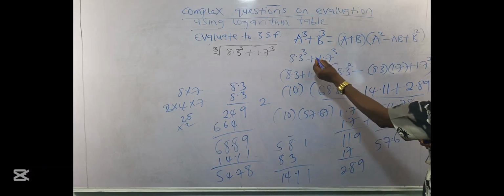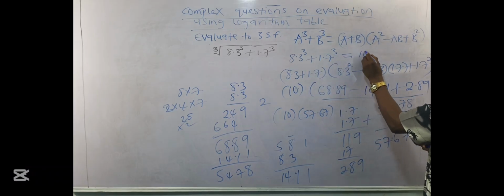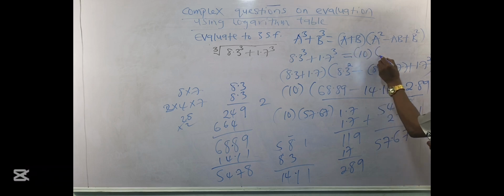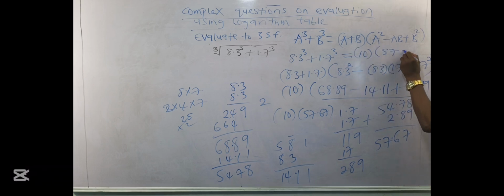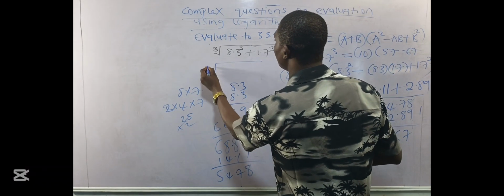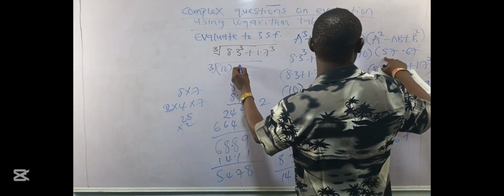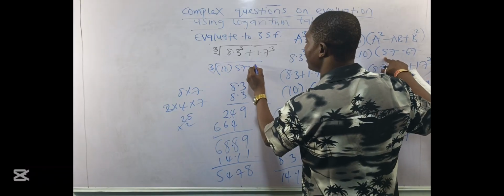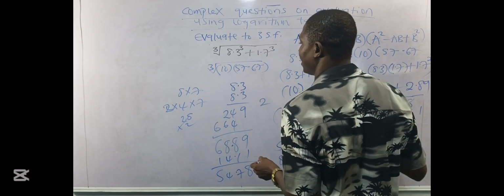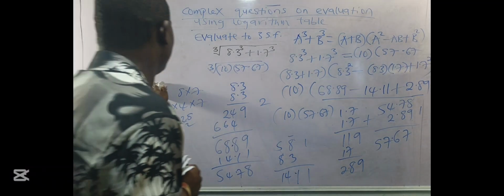So the difference of this finally is equal to 10 in brackets 57.67. So I can replace this as the cube root of 10 in brackets 57.67. So I can use my logarithm principle now to solve.